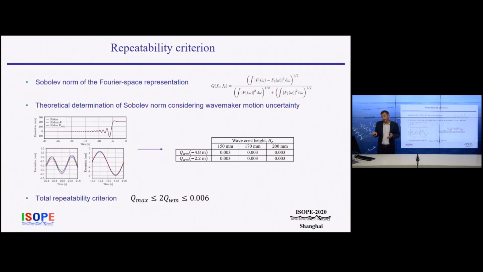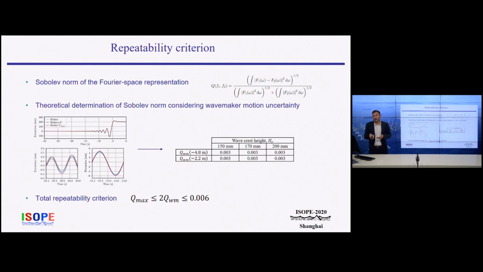Further, in the current study, the total repeatability criterion Qmax is taken to be less than or equal to twice the Q_wavemaker, and that's 0.006. This means that the global wave shape is considered to be repeatable when the other sources of variability introduce a disturbance of similarity less than or equal to the one produced by the inaccuracy of wavemaker motion.